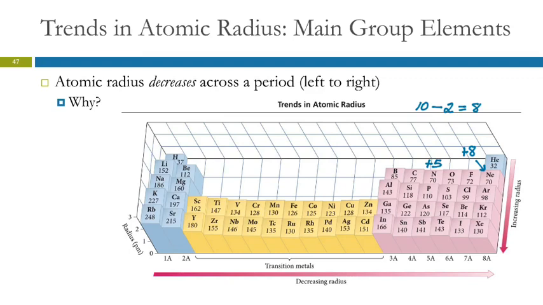We're adding electrons to the same level, but the effective nuclear charge is larger, and so they're more attracted, they get pulled in. As we're going down, we're adding to higher and higher levels that are farther and farther out. And so they're getting bigger as we go down. Yes?